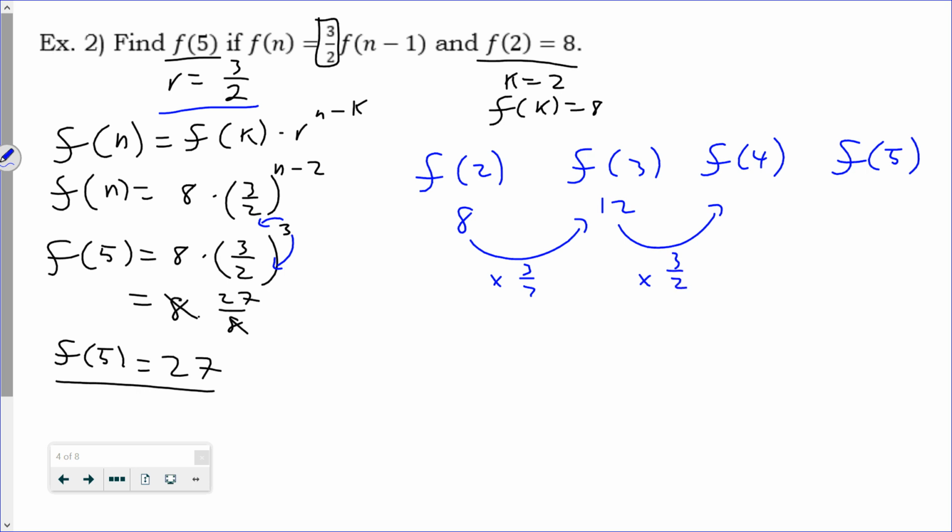12 divided by 2 is 6. 6 times 3 is 18. And same thing here. Multiply by 3 over 2. 18 divided by 2 is 9. 9 times 3 is 27.